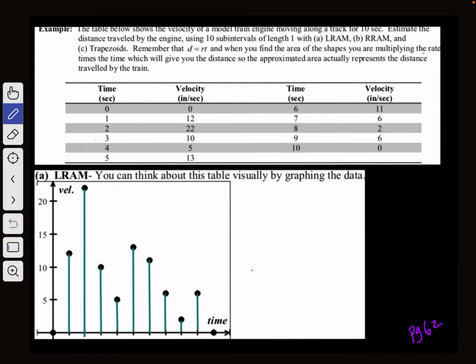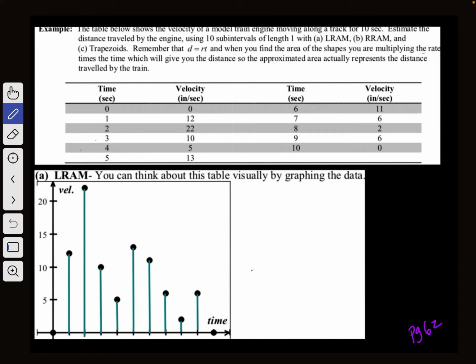All right, so let's try a word problem. It says the table below shows the velocity of a model train engine moving along a track for 10 seconds. Estimate the distance traveled by the engine using 10 subintervals of length 1 with an LRAM, RRAM, and trapezoids. Remember that distance is rate times time, and when you find the area of the shapes, you are multiplying the rate times the time, which gives you the distance. So the approximated area actually represents the distance traveled by the train.